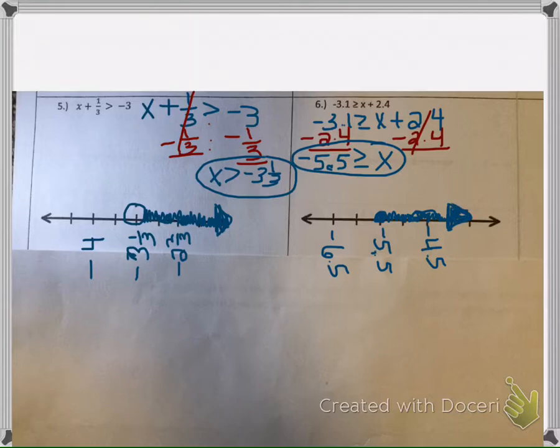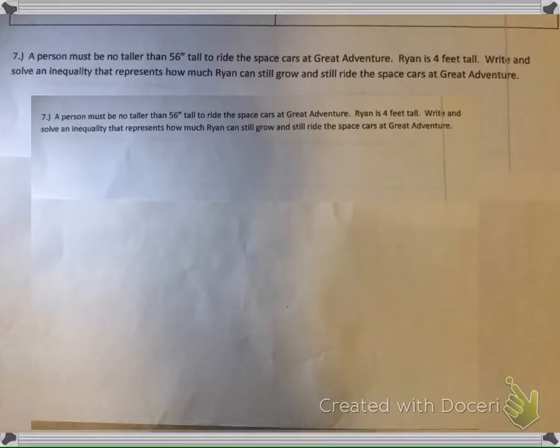Okay. If you have any questions, make sure you write them down so you can ask them. And this last question, it says, a person must be no taller than 56 inches tall to ride the space cars at Great Adventure. Ryan is 4 feet tall. Write and solve an inequality that represents how much Ryan can still grow and still ride the space cars at Great Adventure.